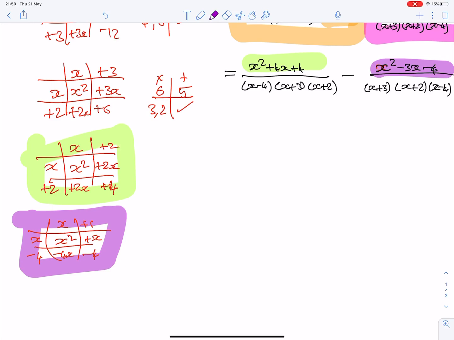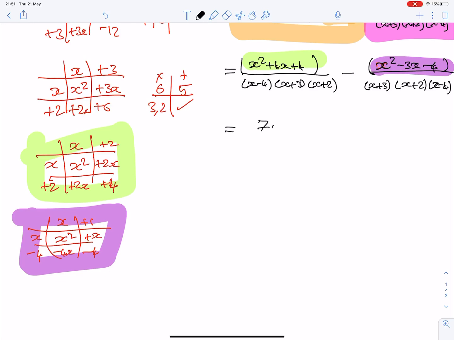Okay, now there's a slight error there, or a chance of an error at least at the next line, because what we've got to understand is it's all of this fraction, all the left-hand fraction minus the right-hand fraction. So these should really be in brackets to help us be accurate. So we've now got x squared minus x squared is no x squared. 4x minus minus 3x is 7x, so watch out for that mistake. 4 minus minus 4 is plus 8. All over x minus 4, x plus 3, x plus 2.